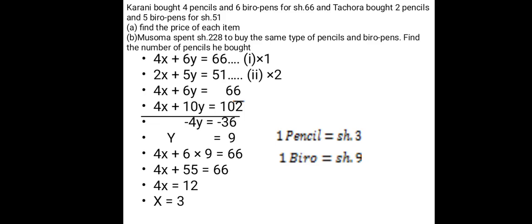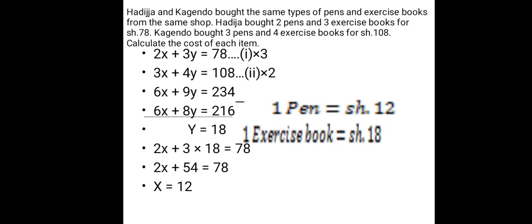Now the second part B is easier. Try it, but let me give you a hint. If someone spends 222 shillings to buy the same type of pencils and biro pens, how many pencils did he buy? So try it.